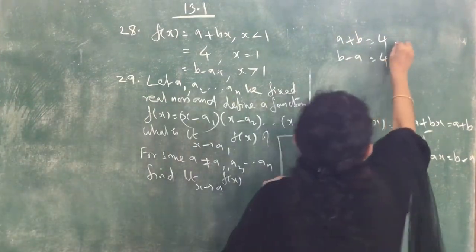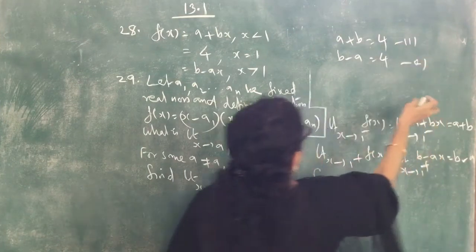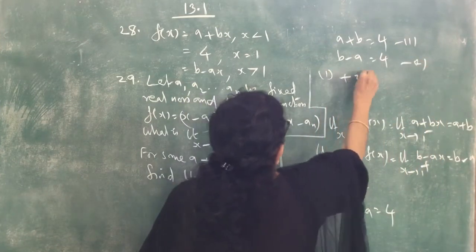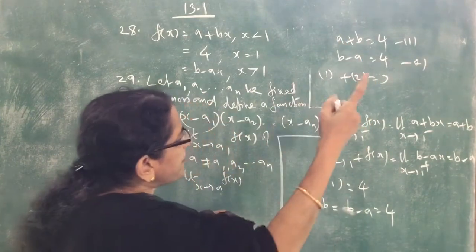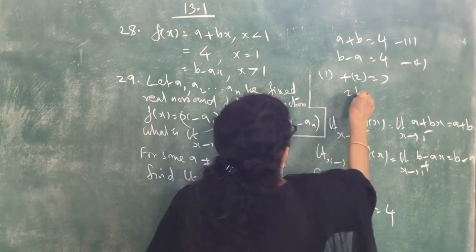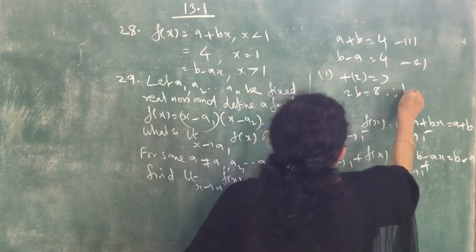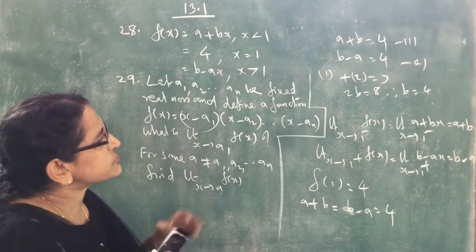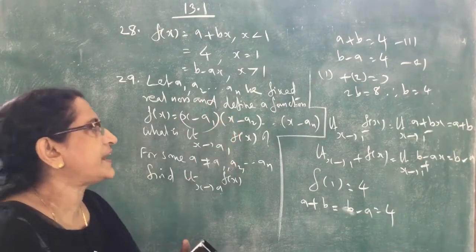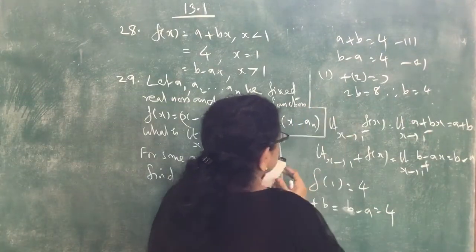Adding the two equations, we can name them equation 1 and 2. Equation 1 plus equation 2 gives a plus minus a, 0, b plus b, 2b. So 2b equal to 8, therefore b equal to 4. Now we got one value of b. Now we can substitute in any one of the equations and find a.